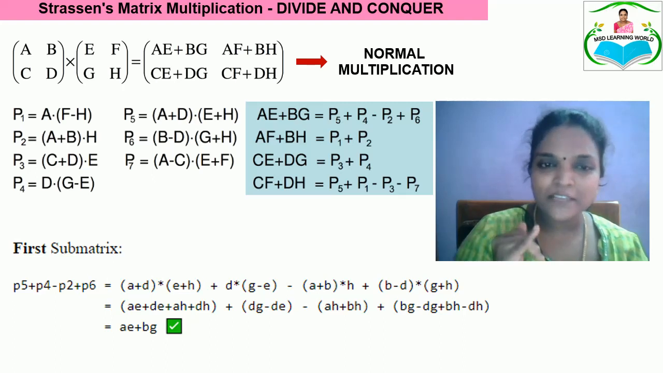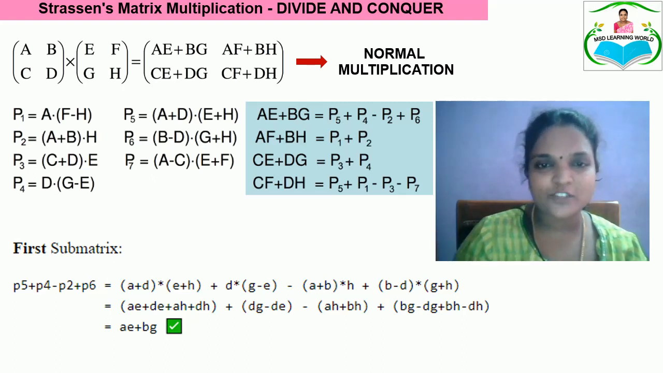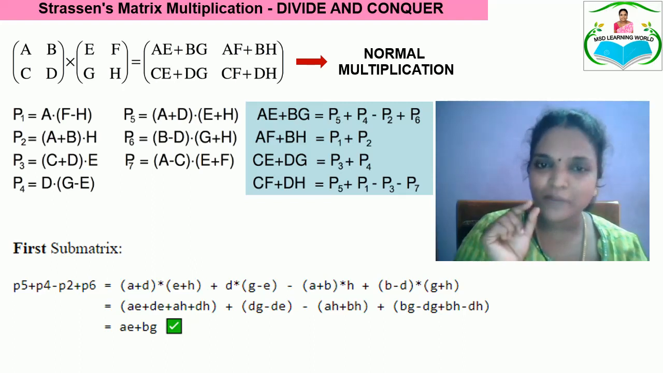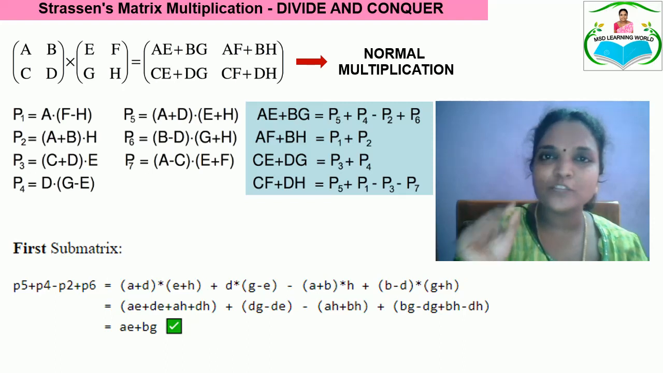P7 is (A minus C) into (E plus H). It is very clear that here we are performing 7 multiplications from P1 to P7. When we take the multiplied value of the A matrix with the B matrix for the matrix C, the value AE plus BG will be P5 plus P4 minus P2 plus P6.